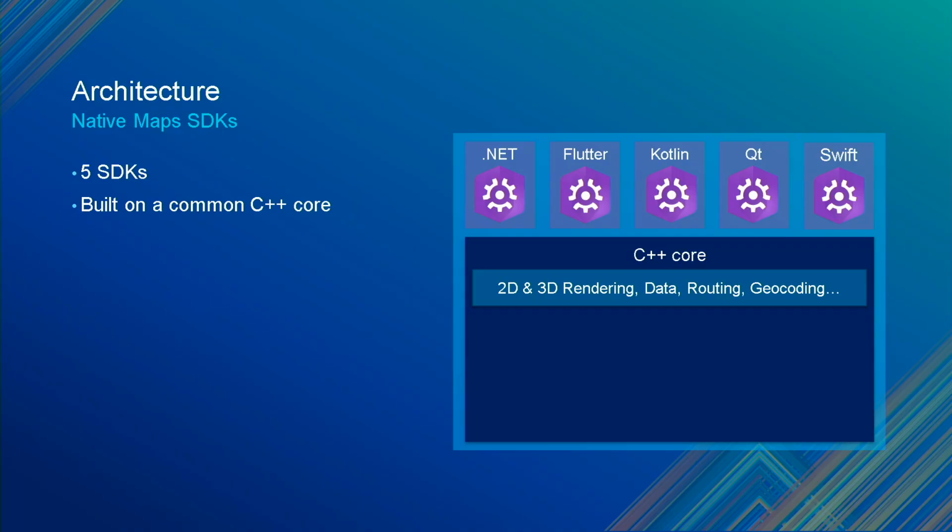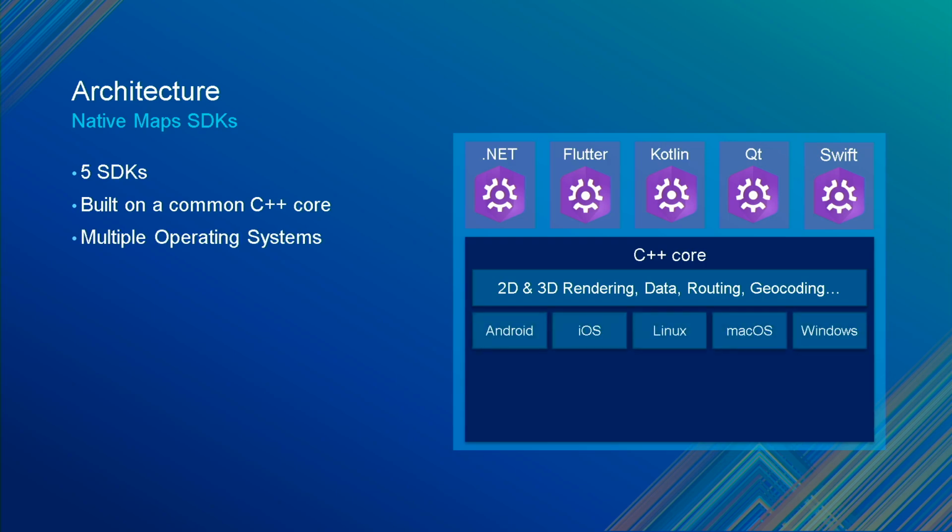Now, the 5 SDKs ensure that the C++ core's capabilities are delivered as a 100% natural fit for development environments that you're used to, from programming patterns to package managers to integrated documentation to debugging tools and more. So really the key takeaway here is that this architecture is what the native Maps SDKs use to provide the same capabilities across a variety of different managed languages and frameworks.